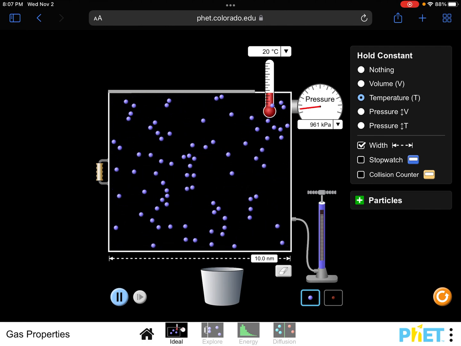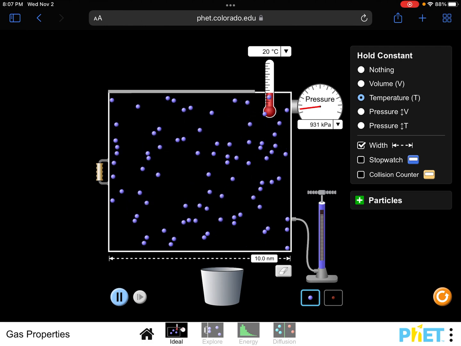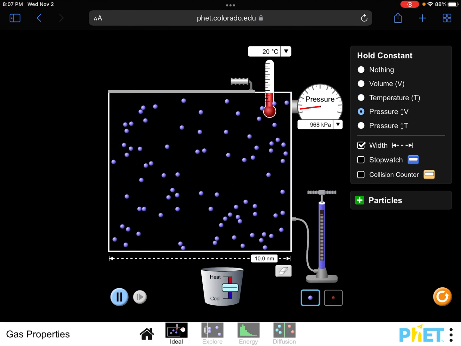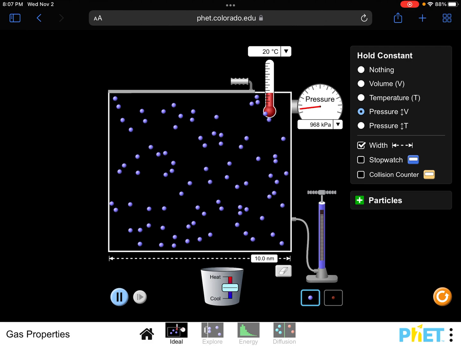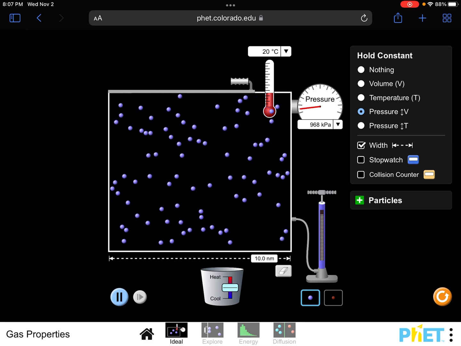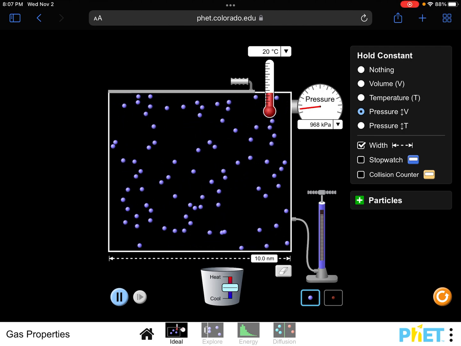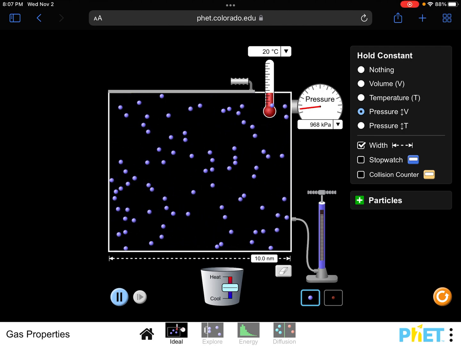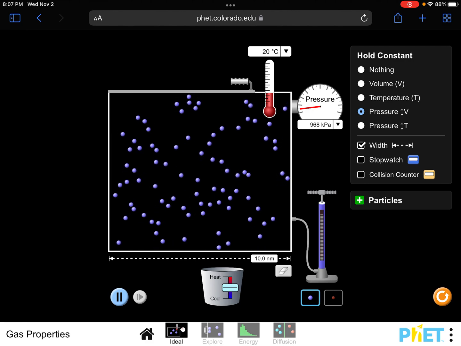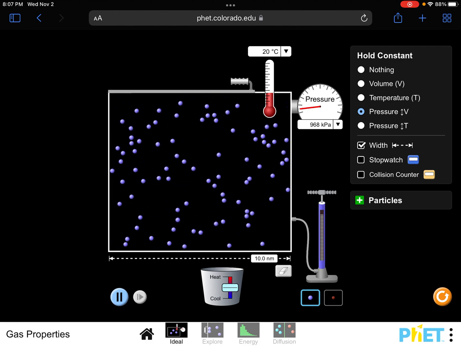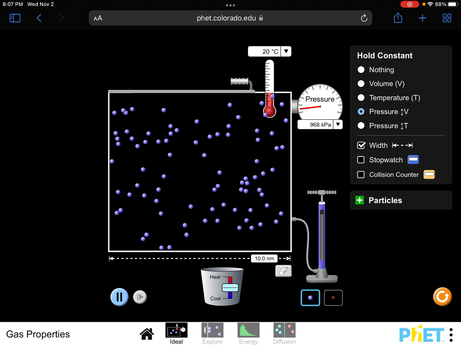One of the other laws that we didn't have time to look at today was Charles' law, and it related the volume and the temperature. And so I just changed it so that the pressure is going to be constant. Notice that the little handle over there on the left is gone. I can't change that, but I can change the temperature.